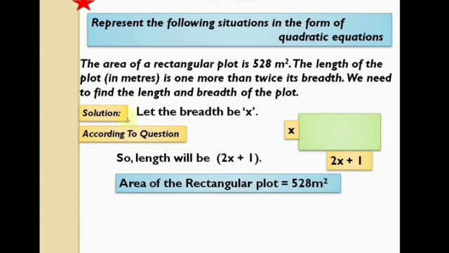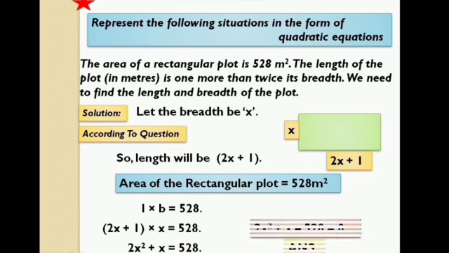And it is given that the area of the rectangular plot is 528 meters square. And as we know, area of a rectangle is L into B. L into B equals 528. Substitute the values of length and breadth: 2x plus 1 into x equals 528. When you simplify this, you will get 2x square plus x equals 528. And when you shift 528 to the left hand side, you will get 2x square plus x minus 528 equals 0.